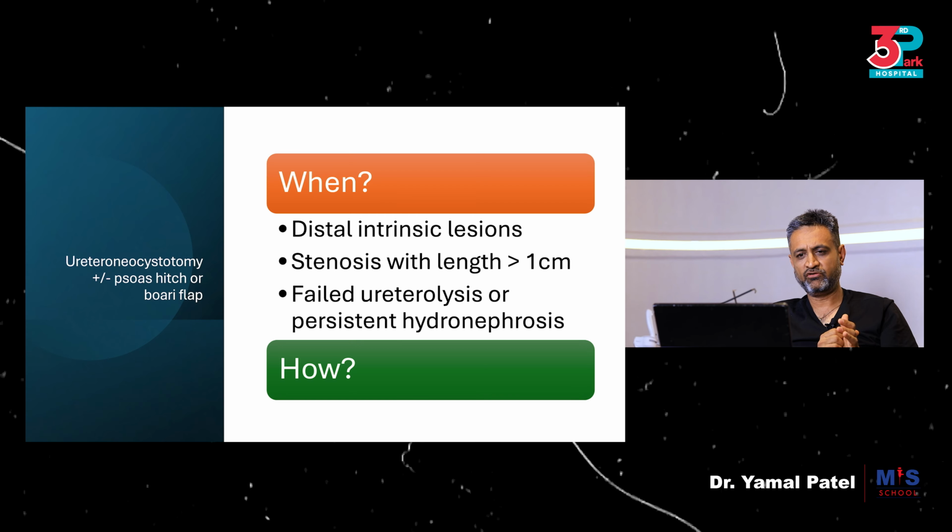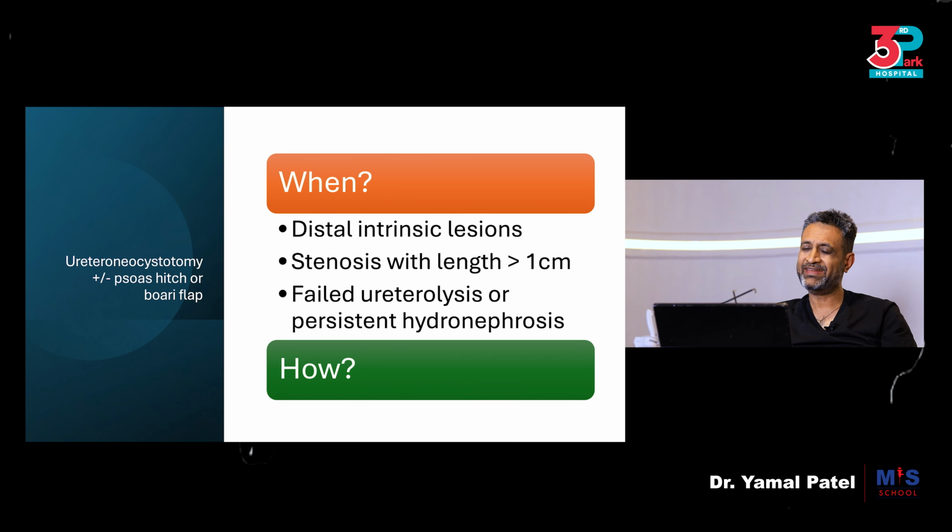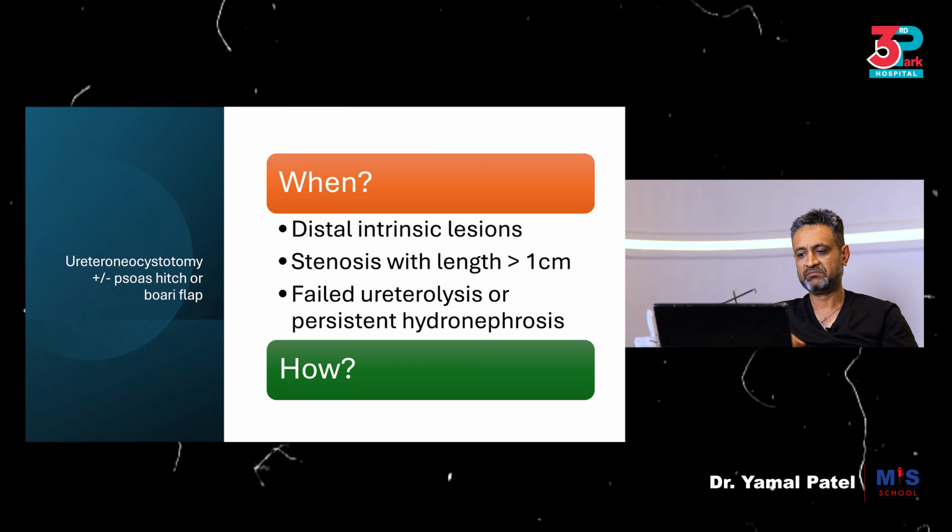What about ureteroneocystotomy plus or minus a psoas hitch or a Boari flap? Well, when is this needed? When you have distal intrinsic lesions, stenosis with length greater than 1 centimeter, or a failed ureterolysis and persistent hydronephrosis.